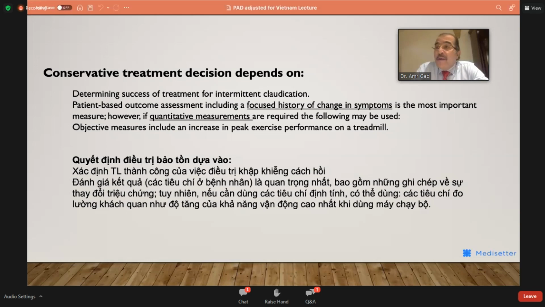And the other one, if a patient is 65 or 70 years old, he walks a little bit, he just goes outside home for a small walk and comes back. So it is not interfering with his normal life. This category or this type of patients will be treated differently than the other type with intermittent claudication incapacitating life. But as a start, conservative treatment is the main decision for patients with intermittent claudication.